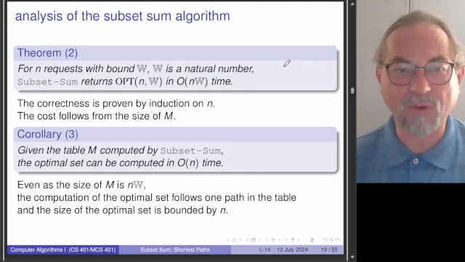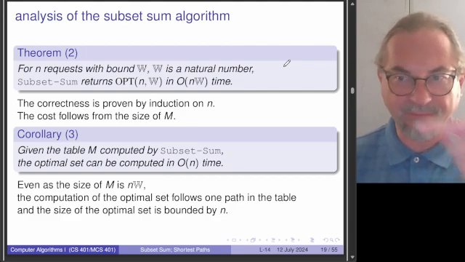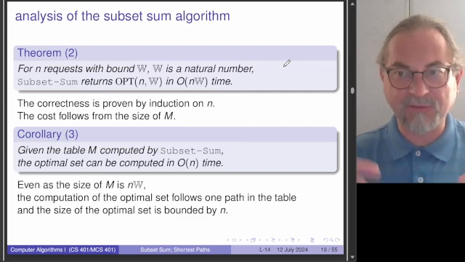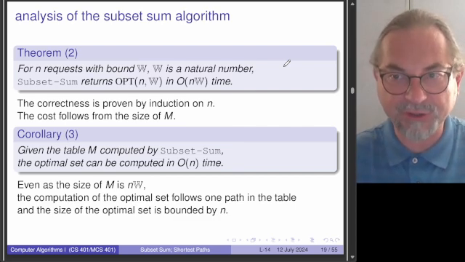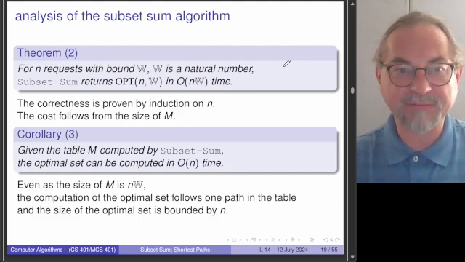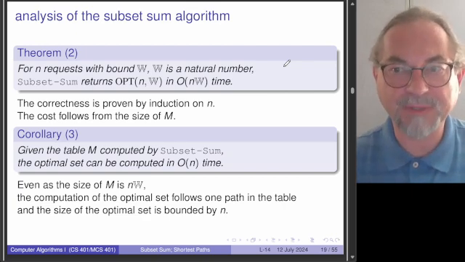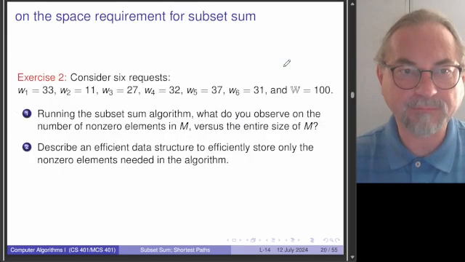So we follow one path, and you follow it backwards. You could formulate this easily recursively, and in every step you do one addition and two comparisons. So following one path in the table is linear.